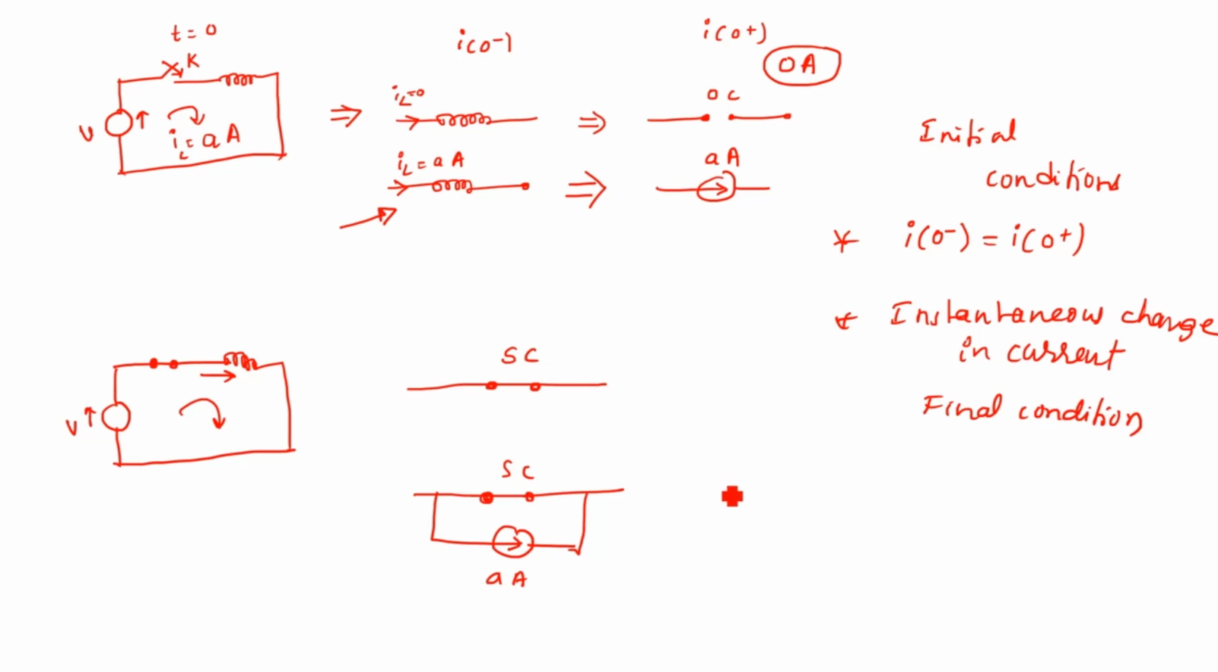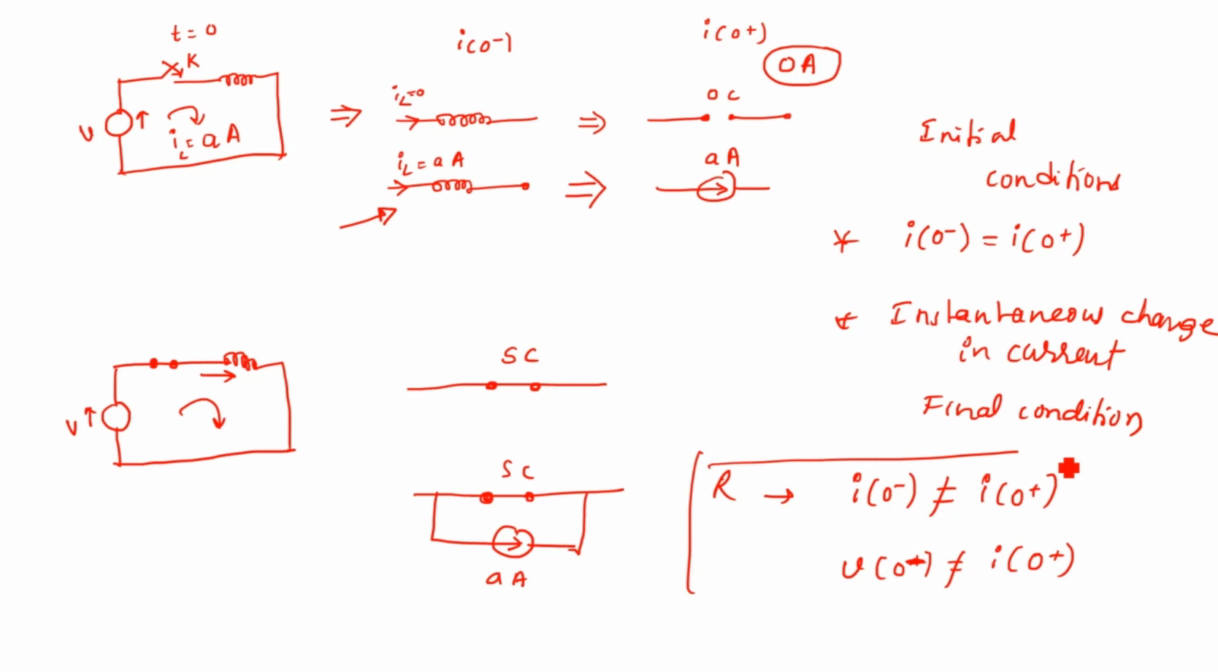But in case of a resistor, it supports instantaneous change in the current as well as instantaneous change in voltage. These two are not equal here. It is in case of a resistor. It supports, we can observe the change in current immediately after and before switching. But that is not the case in an inductor and the capacitor.